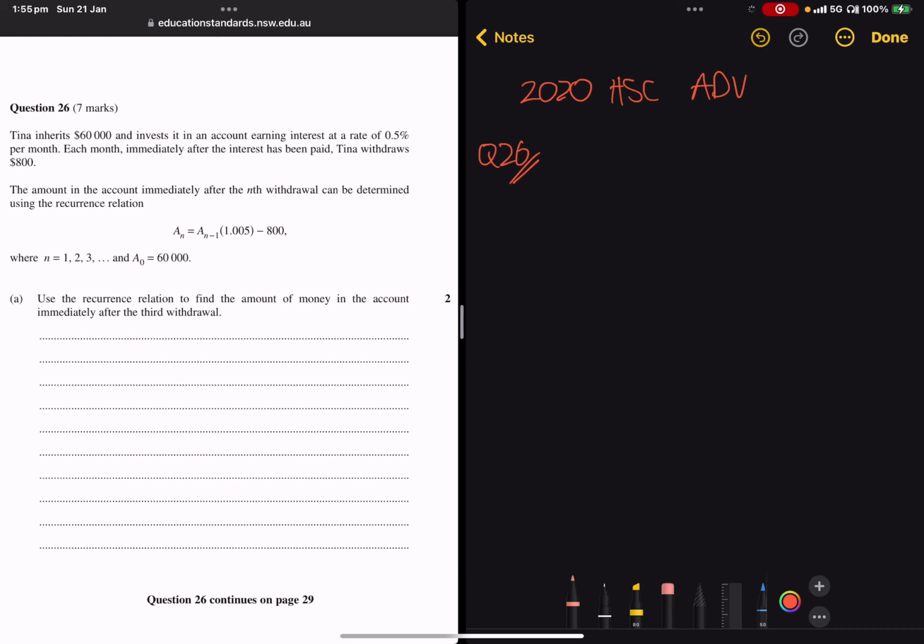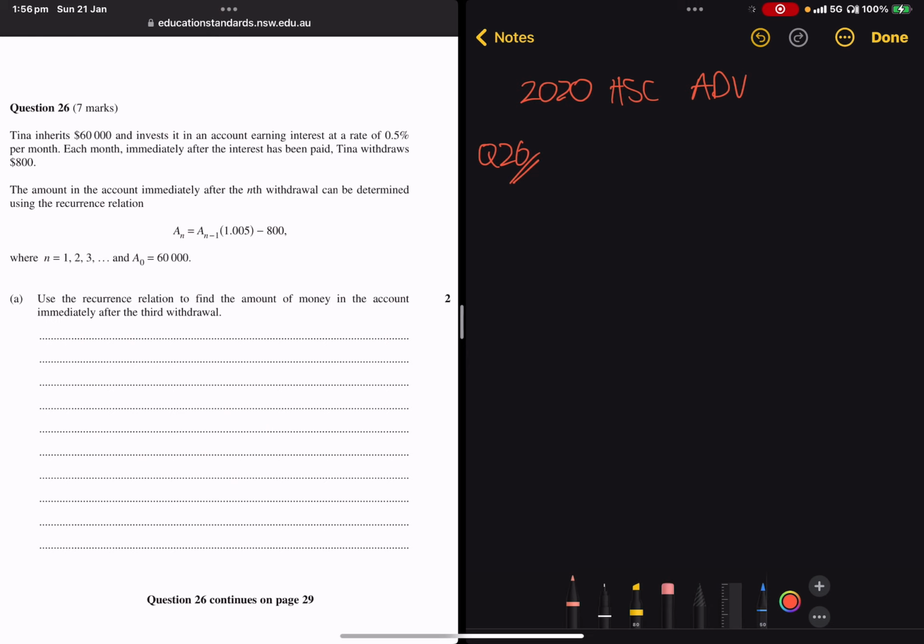Tina inherits $60,000 and invests it in an account earning interest at a rate of 0.5% per month. Each month, after the interest has been paid, she withdraws $800. The amount in the account immediately after the nth withdrawal can be determined using the following recurrence relation. Use the recurrence relation to find the amount in the account immediately after the third withdrawal.